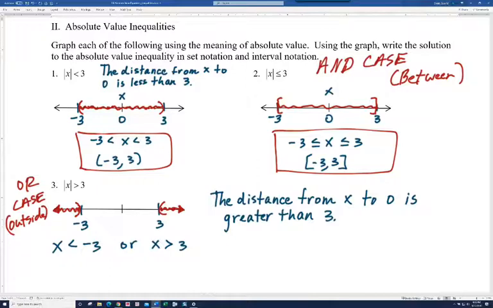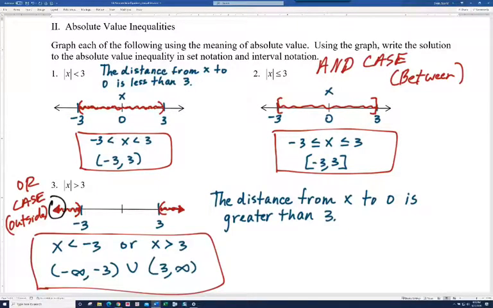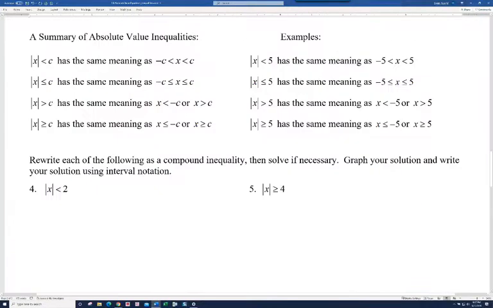In interval notation, going from left to right, let me change colors here. We're starting out in negative infinity territory. We get to -3, and we're going to union that with everything from 3 to infinity. All right, so now you're going to be solving absolute value inequalities where you have something other than just x inside the absolute value, but you're going to have these same types of answers based on whether you have a less than symbol or greater than symbol. All right, so let's move on to 4 here.